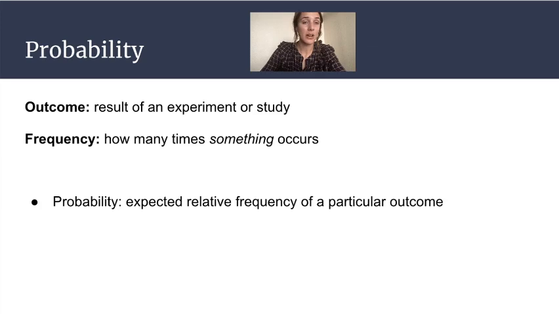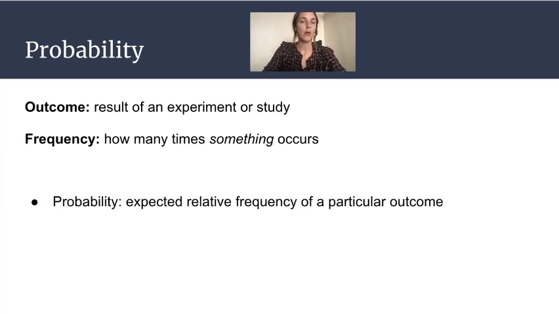We're going to talk about the basics of probability, and probability works on outcomes and frequencies. So we've heard of frequency before. Frequency is how many times something occurs, and outcomes are results of experiments or studies. So probability is an expected frequency of a particular outcome. And we can put this into a formula, which we will take a look at in a moment.